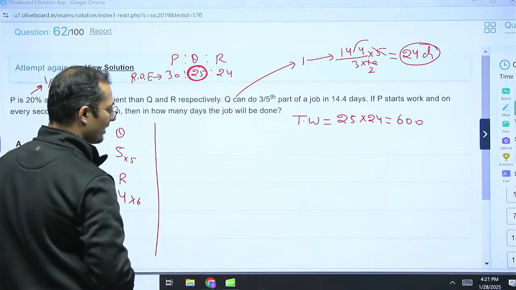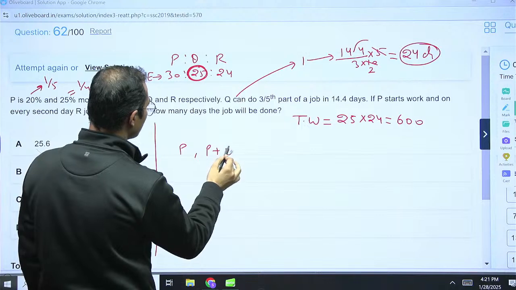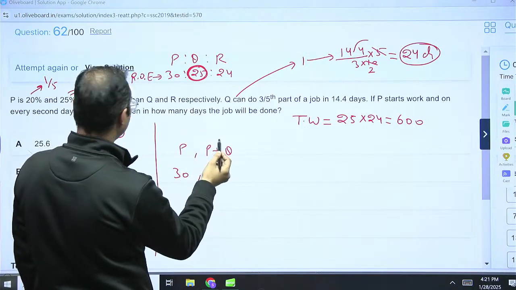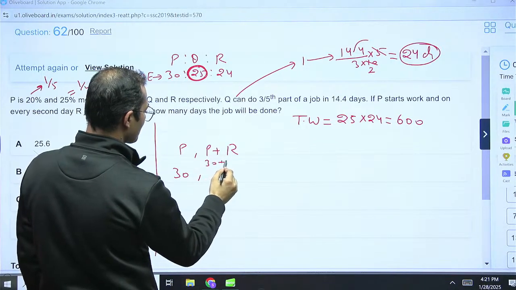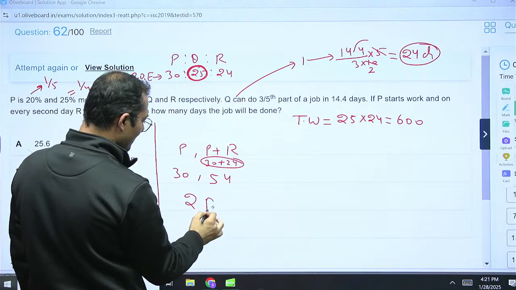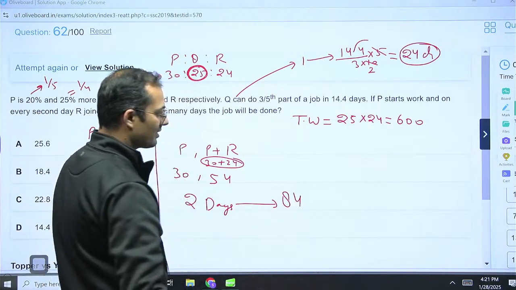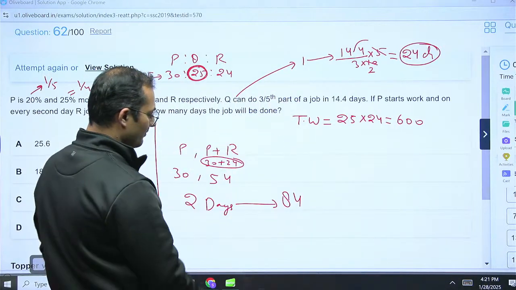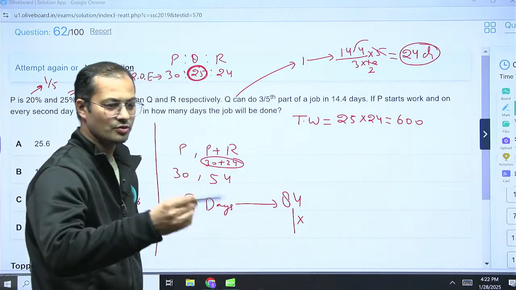So here is the alternate day concept. So first day P is doing, second day P plus R. So P is doing 30 units of the work and P plus R, so 30 plus 24 means 54. So we can say that in 2 days they will complete 84 units of the work, right? So they have to do 600 of the work. So just see how many times 84 is closer to 600, right?